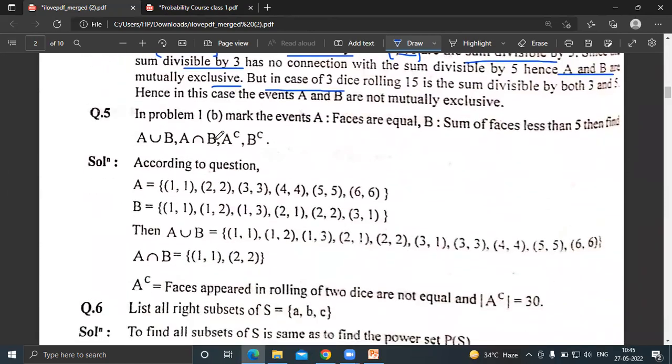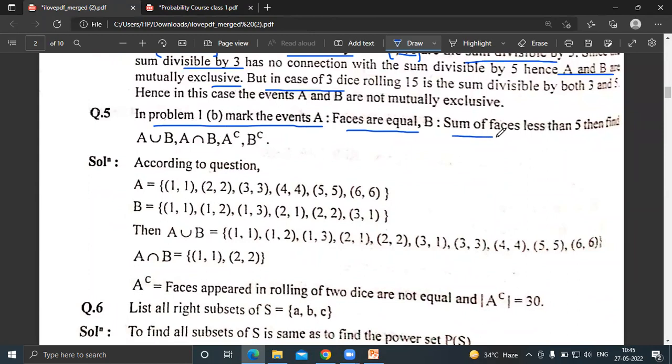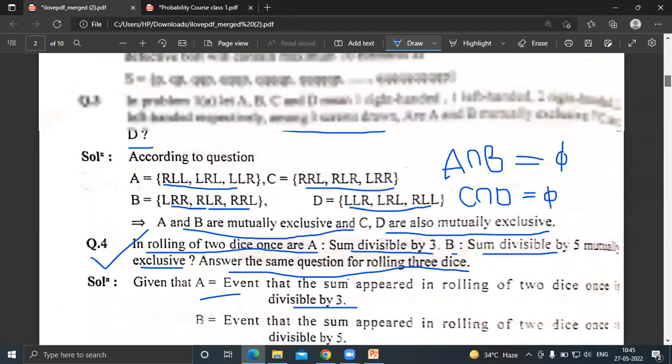And then another question in problem 1b, mark the events. A is that the faces are equal, B is that the sum of the faces is less than 5. Then find A union B, A intersection B, A complement and B complement. That is a very good question. That is problem 1b. Check here.